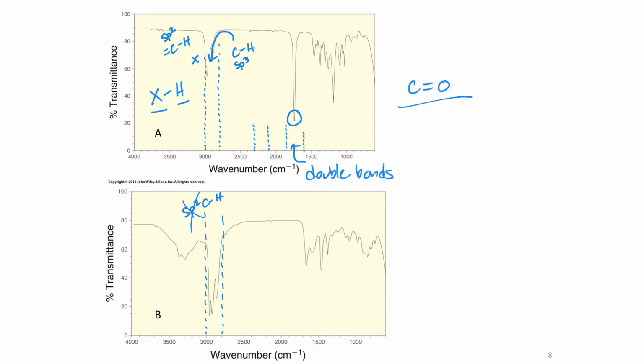I can look in the triple bond region. Again, that's 2100 to 2300. We see this little tiny peak. I'm not going to worry about that, so we're going to say there are no triple bonds in this compound that's creating this spectrum. And then again, 1600 to 1850. We've got this peak. Without any more information, I'm not going to draw any conclusions from that, so I'm going to ignore that peak for now as well.